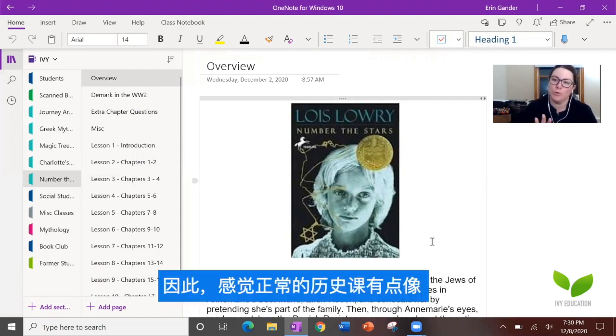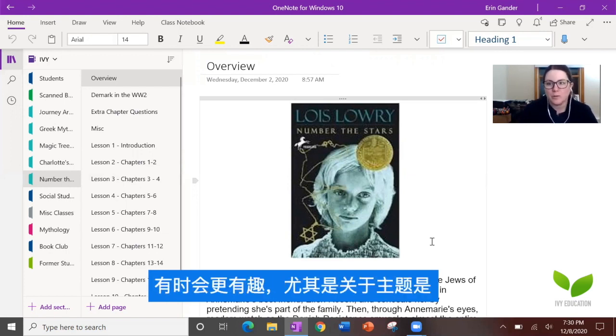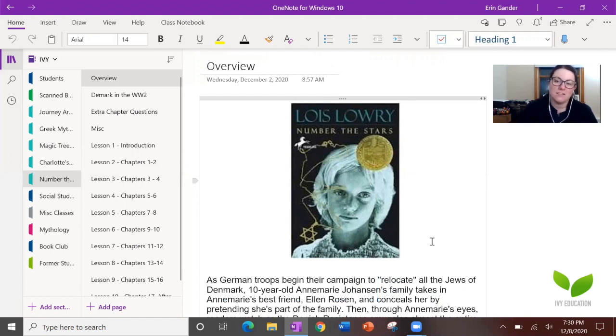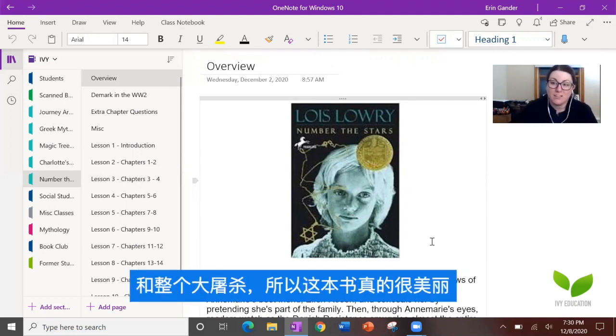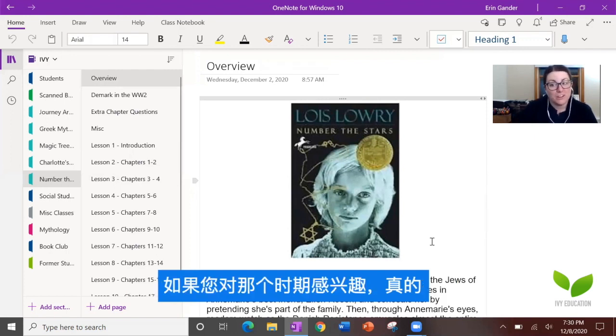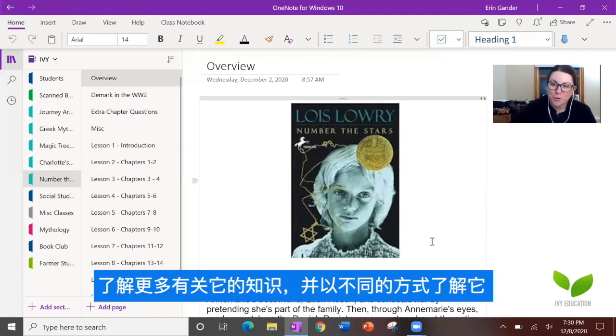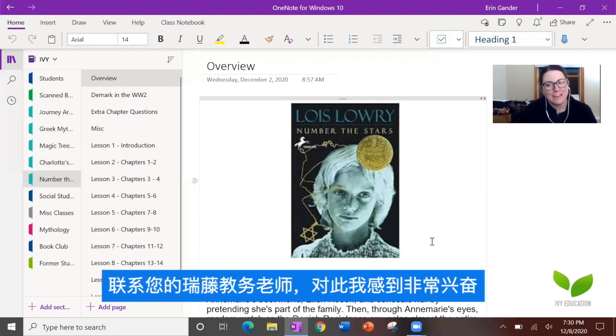So it doesn't feel like a normal history class. It is a little bit more enjoyable at times, especially with a topic as difficult and heavy as Nazi occupation and the relocation of the Jews and the Holocaust as a whole. So it is a really beautiful book. And if you are interested in that time period and really learning more about it and learning about it in a different way, let one of your admins know.